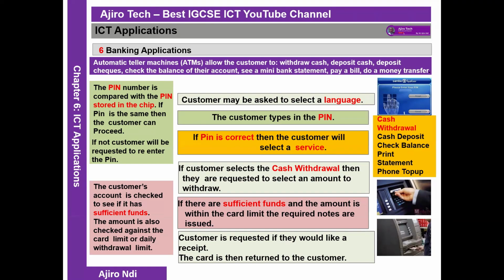Okay, and another check is made to see if there's a daily cash limit. You know, when you go to the ATM, every ATM has a limit that you can withdraw for the day. So if the limit is not exceeded, it will proceed to make the payment. Okay. And what's the last thing?